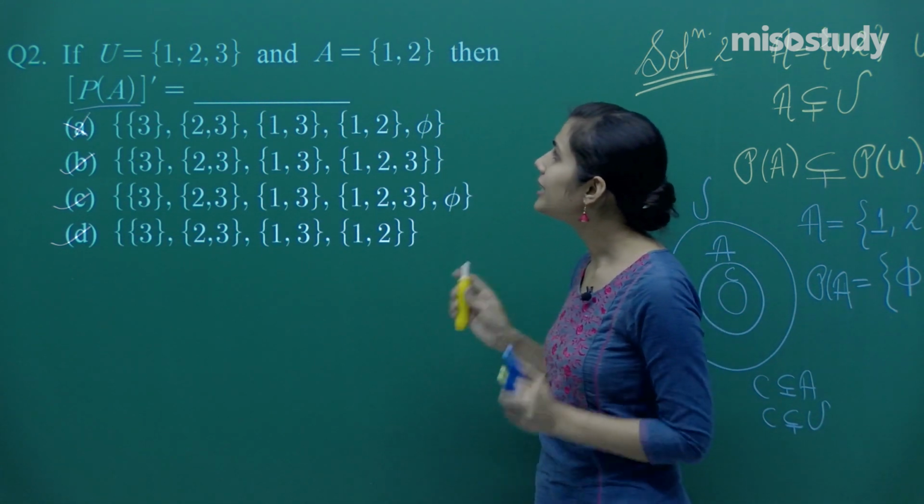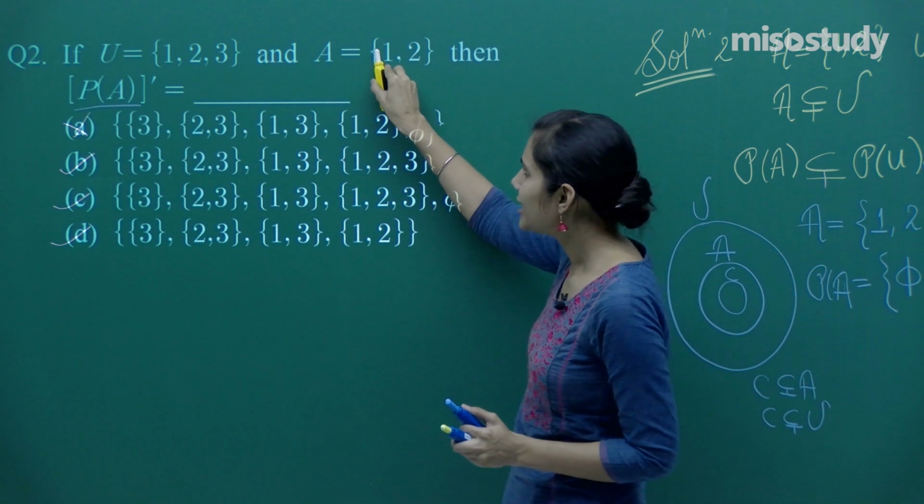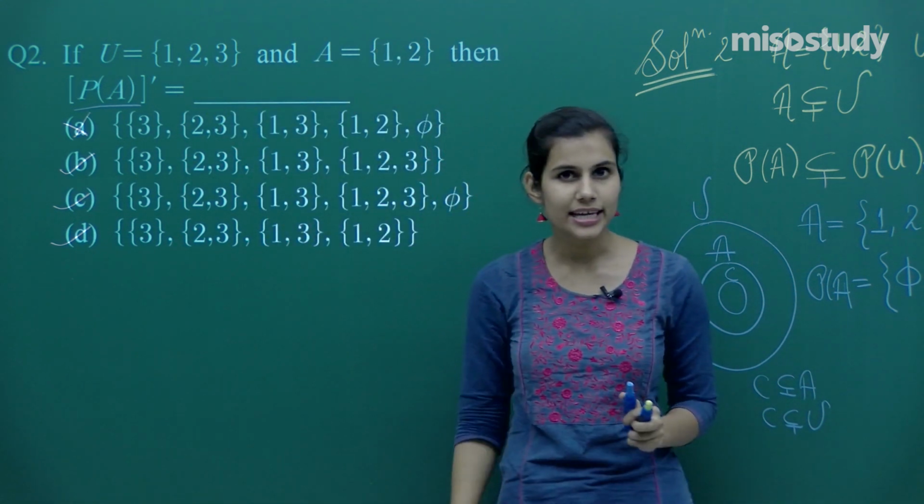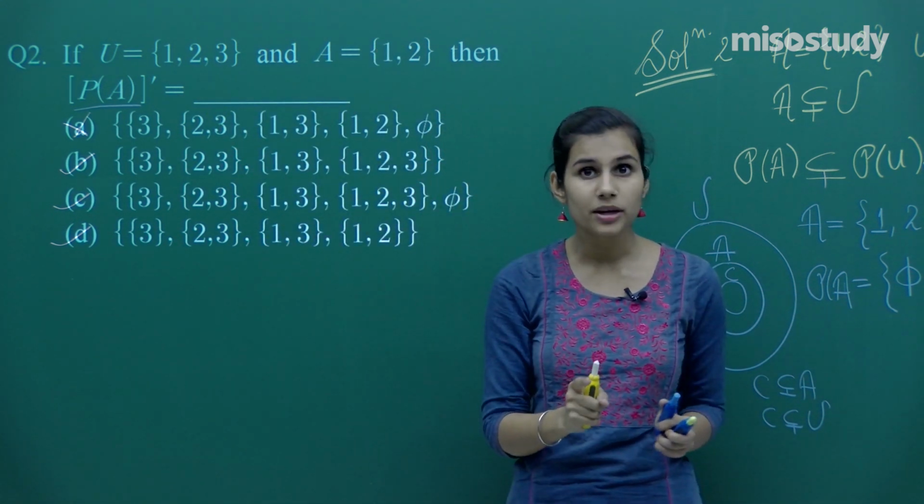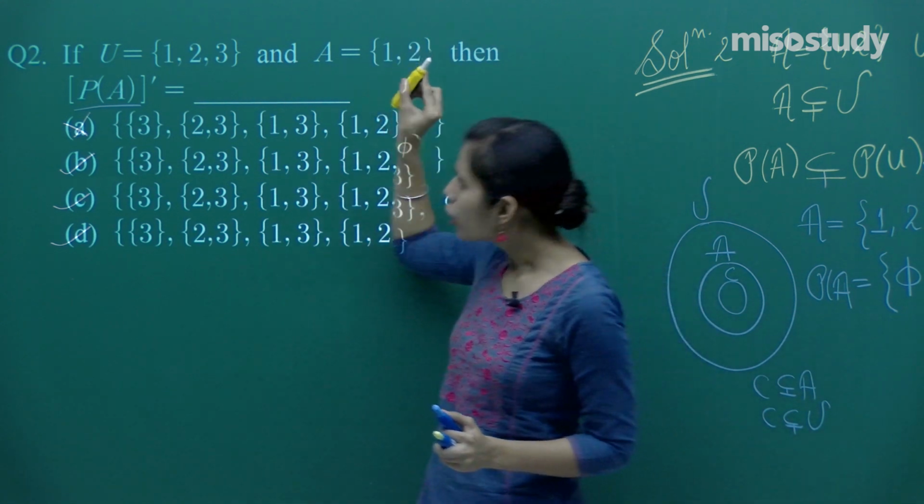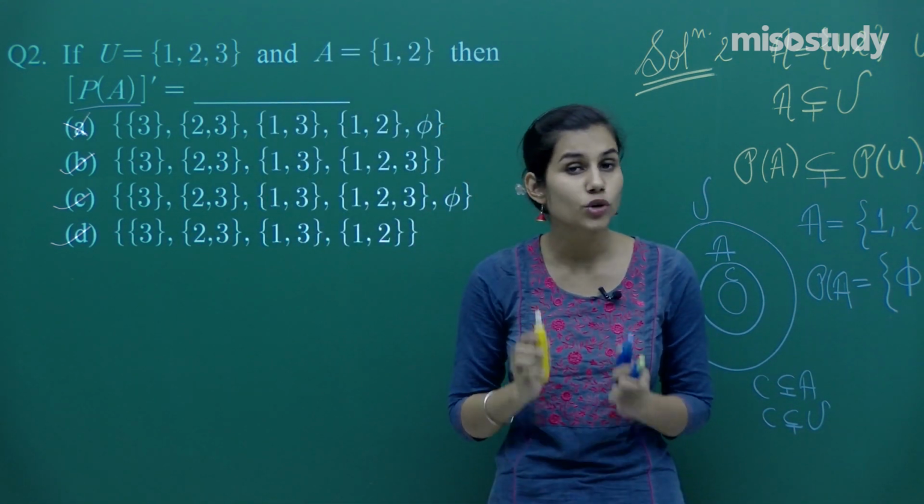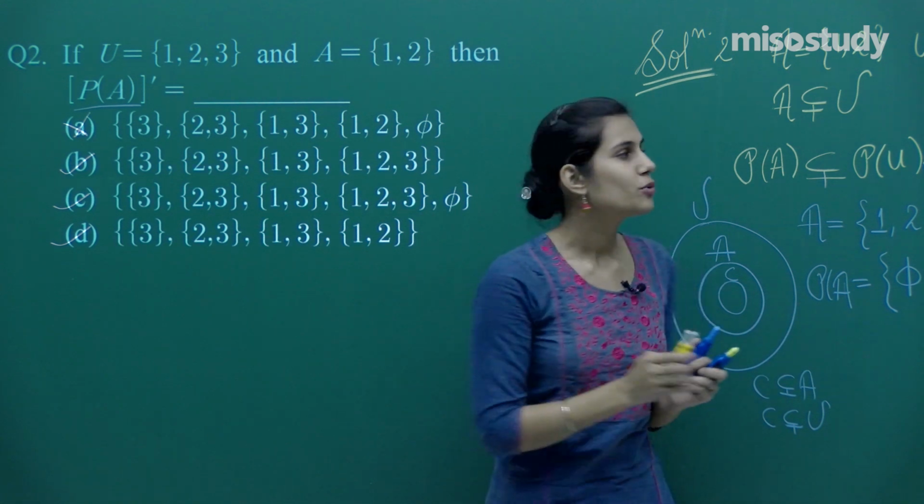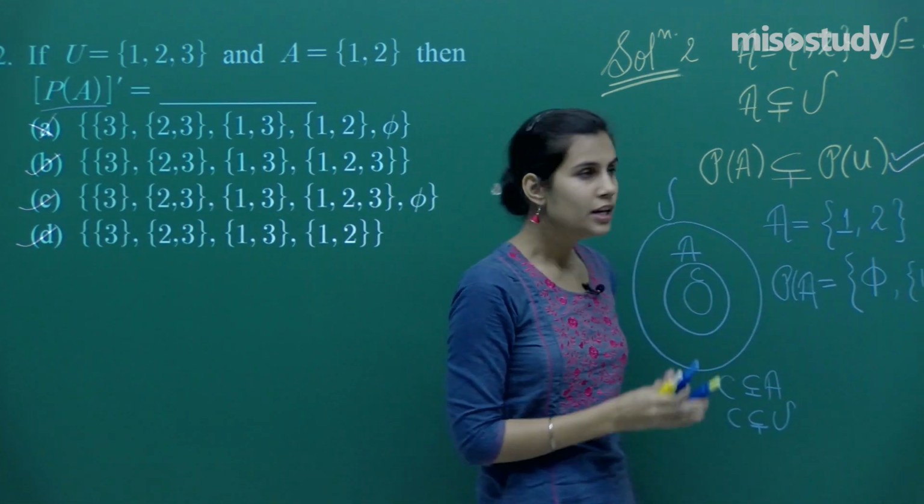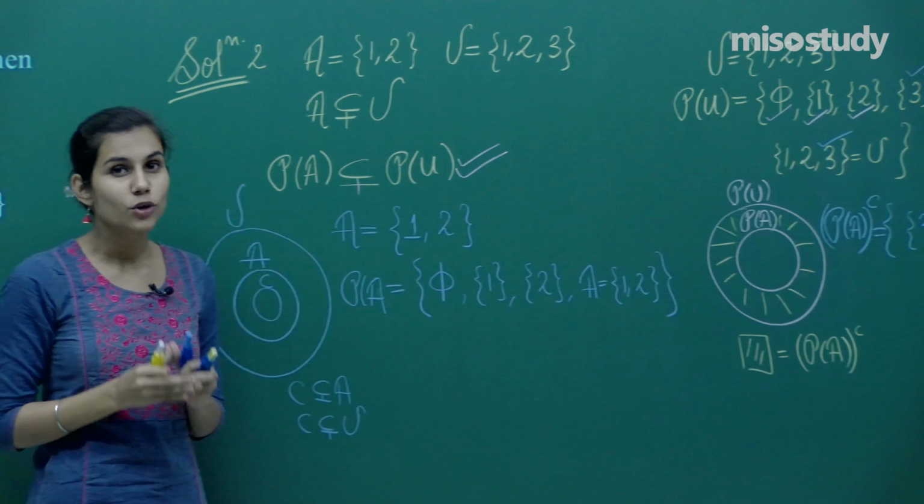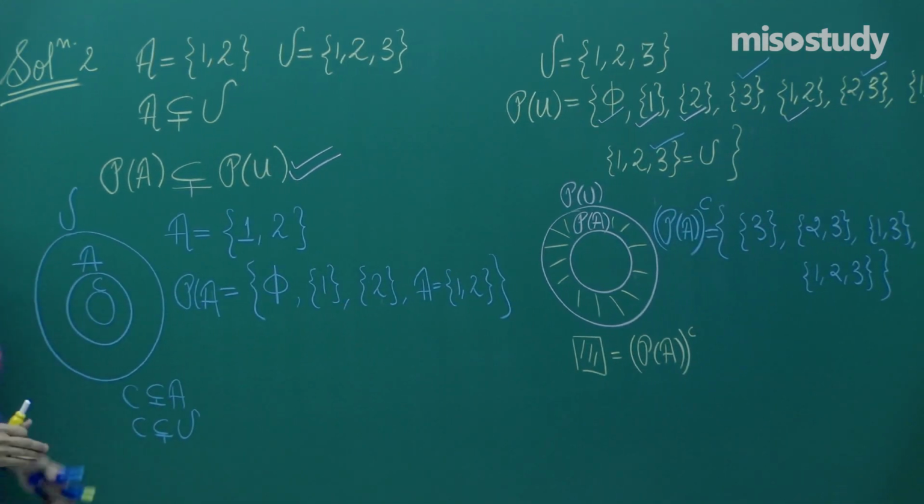This is how we deal with the questions wherein a set is a subset of the universal set. Just this fact you have to remember, that the power set of A is also a subset of the power set of the universal set, and then you can sail through the question. Note this down quickly so that we move on to the third question.